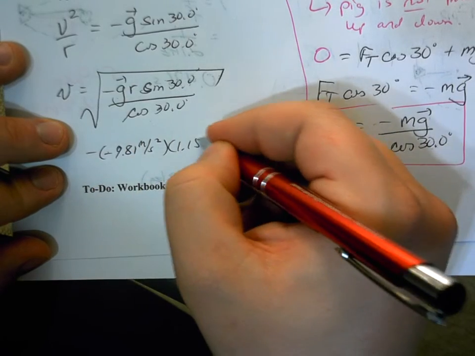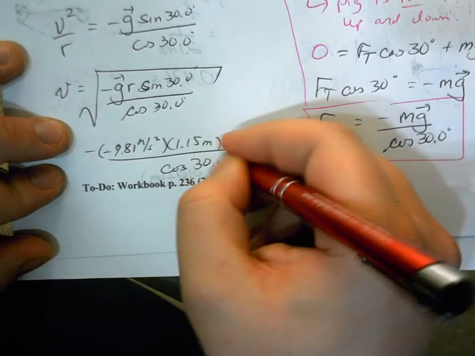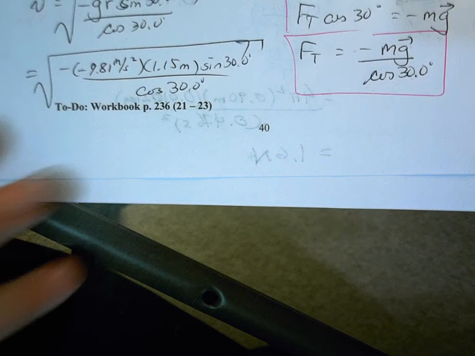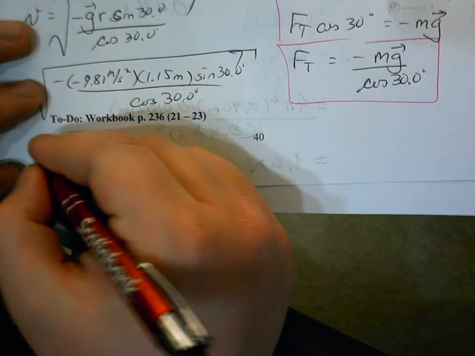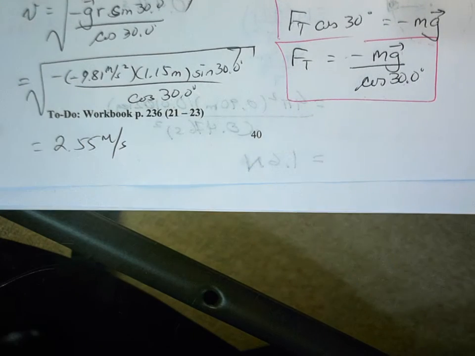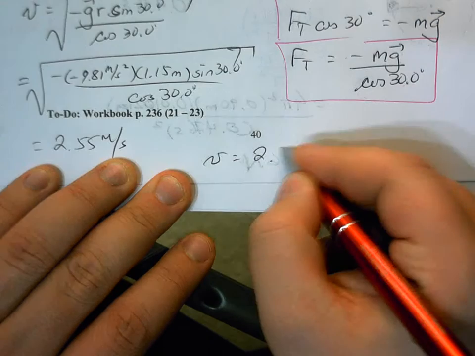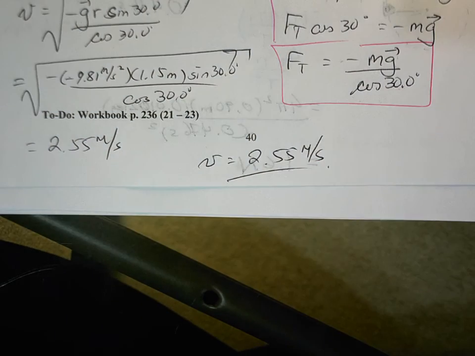We're told the radius is 1.15 meters. We have that sine of 30 degrees, and we're going to divide that by cos of 30 degrees. So we're going to square root all of that. It's a big, big mess here. A lot going on. But we can handle it. So we got 9.81 times 1.15 times sine 30 over cos 30, or just times tangent of 30. So we do that, we are going to get about 2.55 meters per second. So we could say that the speed of this pig going in a circle is about 2.55 meters per second.